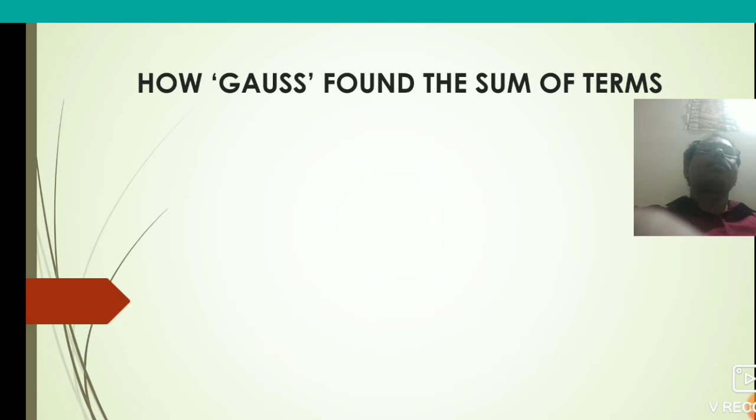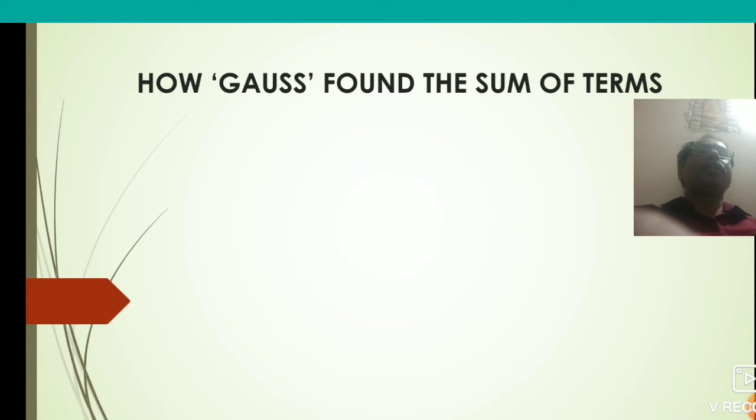What is the answer? He told 5050. Then the teacher was shocked. The answer is correct. So how could he do that? Okay, let us think over it.